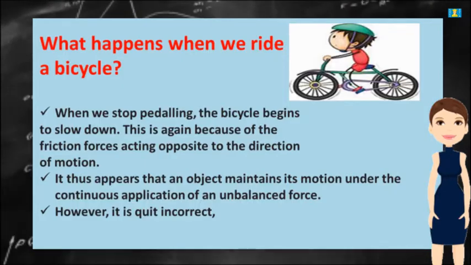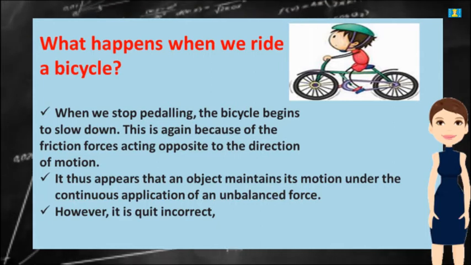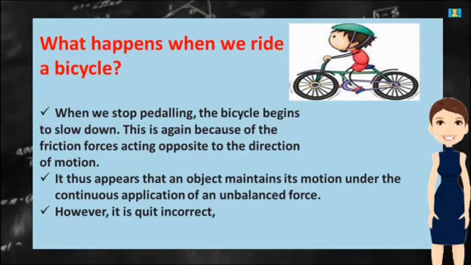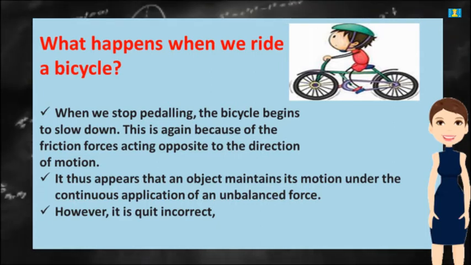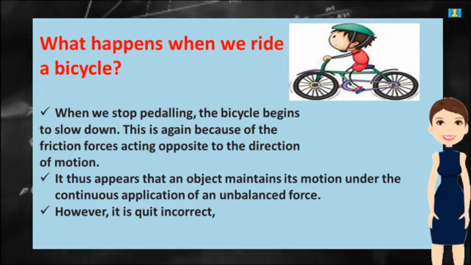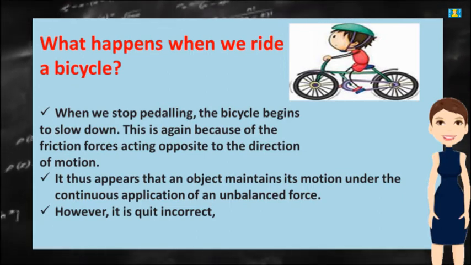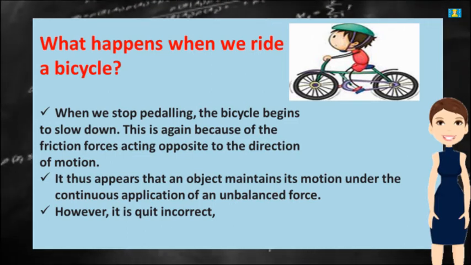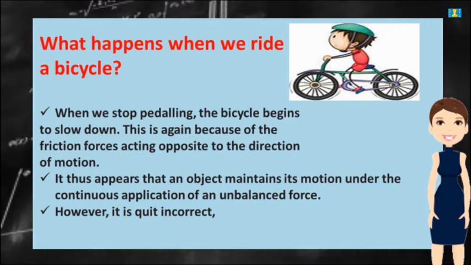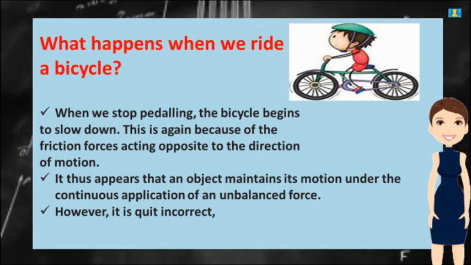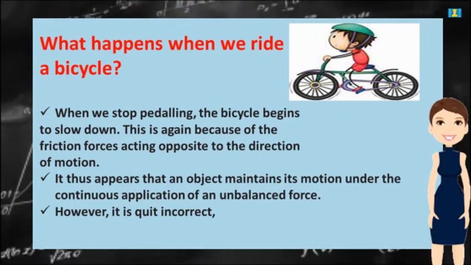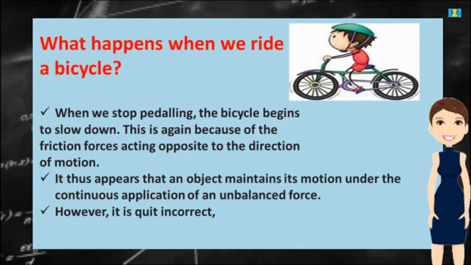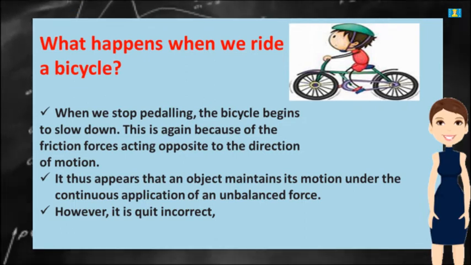What happens when we ride a bicycle? When we stop pedaling, the bicycle begins to slow down. This is again because of the friction force acting opposite to the direction of motion. It thus appears that an object maintains its motion under the continuous application of an unbalanced force. However, it is quite incorrect.